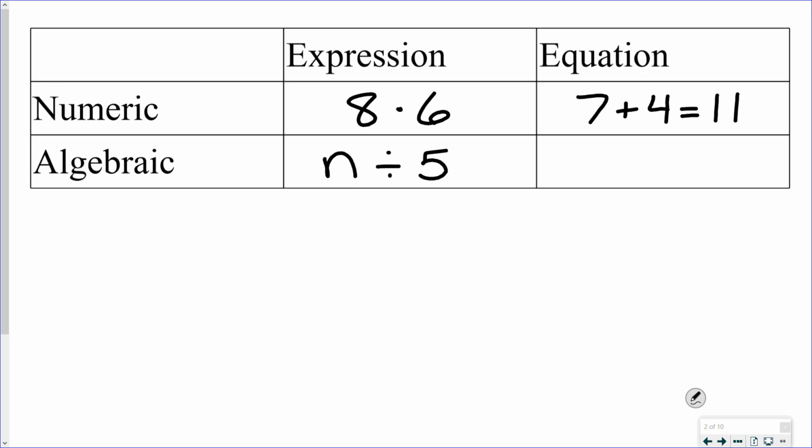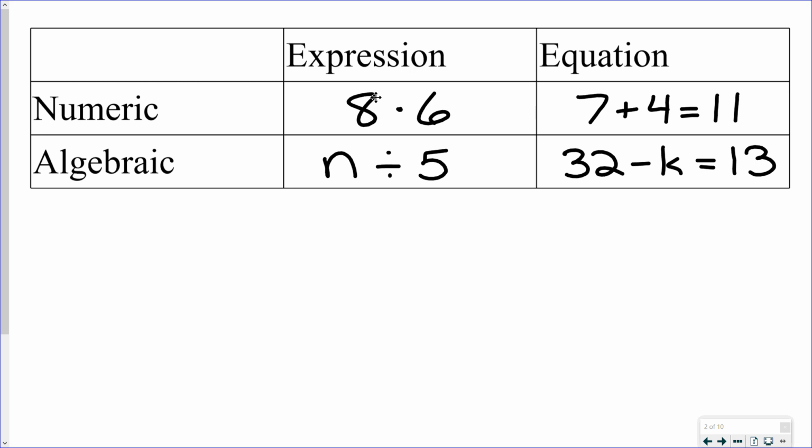And then an algebraic equation: 32 minus k equals 13. 4 plus a equals 9. 6 times c equals 72. 44 divided by n equals 4 would all be examples of algebraic equations.